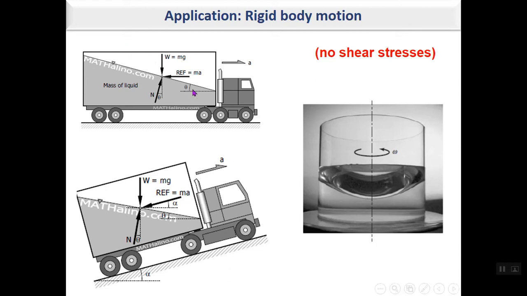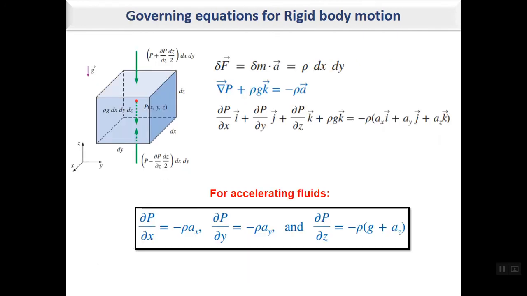This is a linear rigid body motion, and this is a rotational rigid body motion. In both cases, the shear stress is zero, as there is no relative motion between the fluid particles. For example, here and here there is no relative motion between them, so the shear stress will be 0 everywhere, and the governing equations will be those that are used in fluid statics.